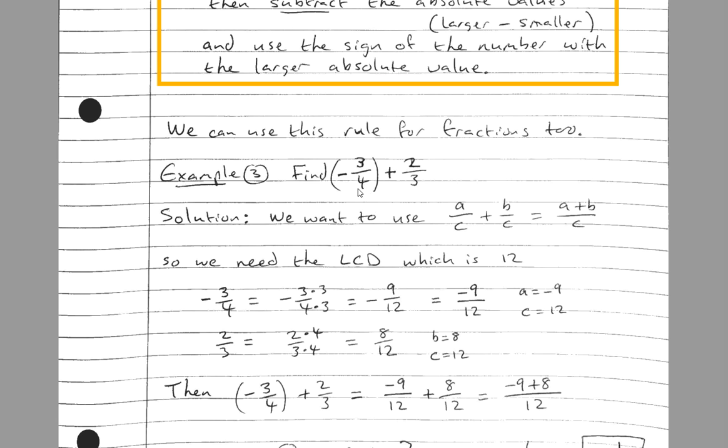Okay, our denominators here are 4 and 3. So if you look at the least common multiple of 4 and 3, you see it's 12. So the LCD, the least common denominator we can use, is 12. Okay, so what do I have to multiply the 4 by to get 12? Well, I need 3. So multiply top and bottom by 3. So negative 3/4 is equivalent to negative 9/12.